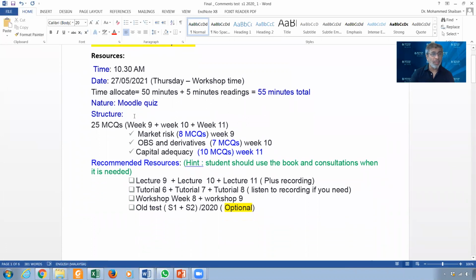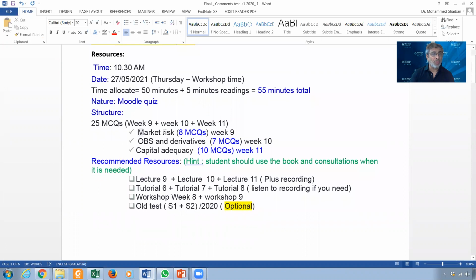This is the test. Maybe this is what you want to know now. It will cover weeks 9, 10, and 11. For week 9, I will have around 8 multiple choice questions, which is the market risk. I will have 7 multiple choice questions for the OBS and derivatives. And the bulk of it will go to capital adequacy, which is 10 multiple choice questions.